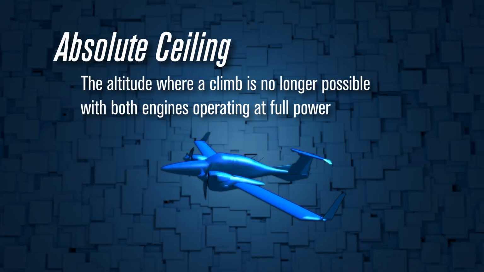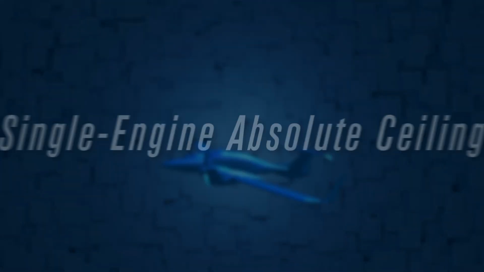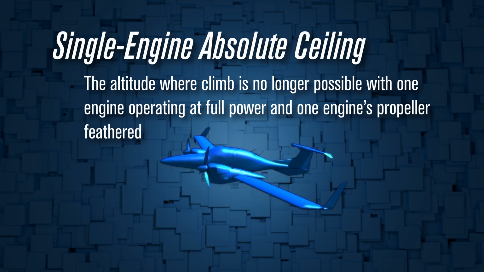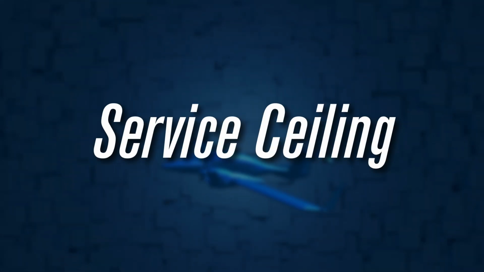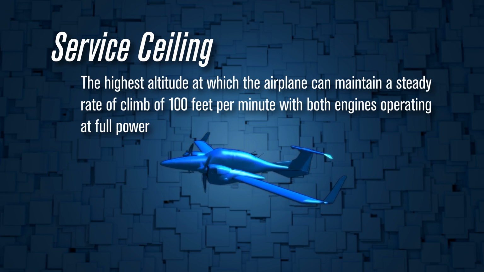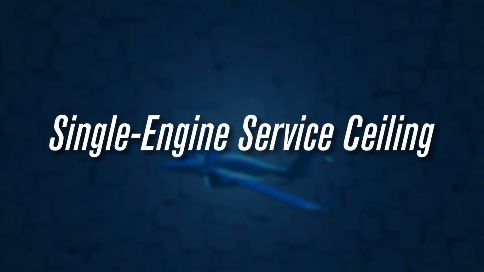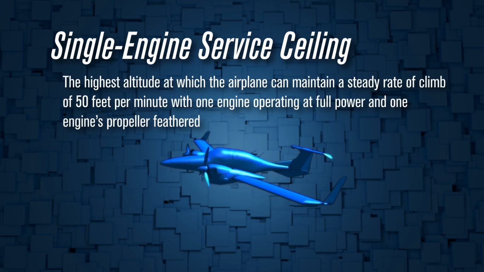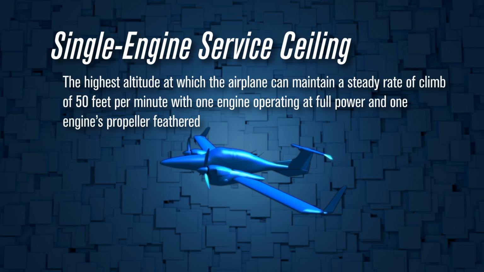Absolute ceiling, the altitude where a climb is no longer possible with both engines operating at full power. Single engine absolute ceiling, the altitude where climb is no longer possible with one engine operating at full power and one engine's propeller feathered. Service ceiling, the highest altitude at which the airplane can maintain a steady rate of climb of 100 feet per minute with both engines operating at full power. Single engine service ceiling, the highest altitude at which the airplane can maintain a steady rate of climb of 50 feet per minute with one engine operating at full power and one engine's propeller feathered.